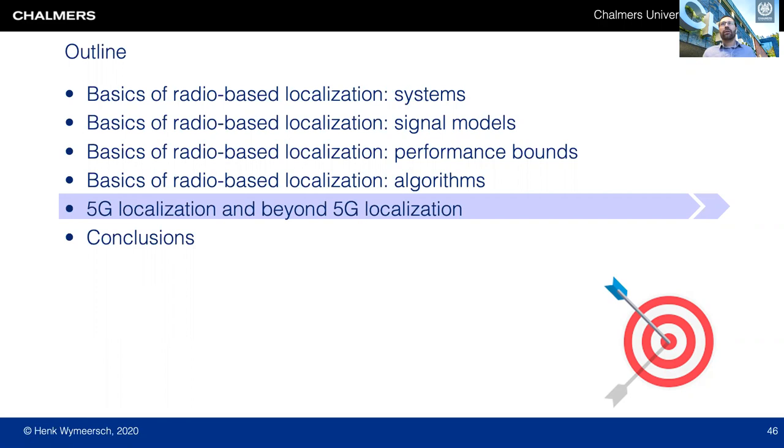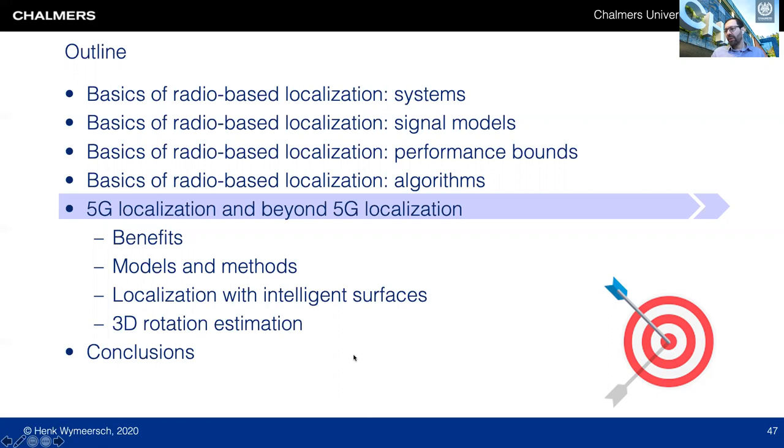So now, I hope you get some feeling of the basics, right? Different systems, the underlying signal models where you estimate angles and delays, the performance bounds which tell you how good an estimator can be, and then the practical estimators that you can develop. So now we will try to apply some of this knowledge to 5G and beyond 5G localization. And this is really, I would say, state-of-the-art research. This is the research that we're currently doing. So I cannot go into great detail, but I will give you some flavor of these topics.